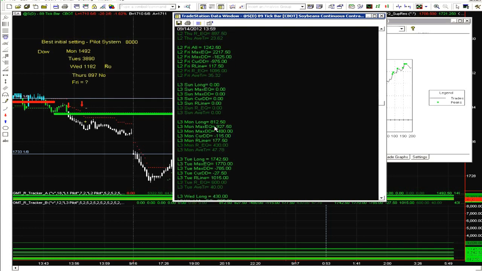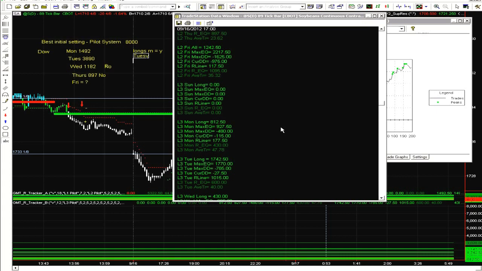Monday's 812. Current drawdown is 115. So Monday longs okay. Are we happy with Monday longs or not? So we'll go longs here. It's a yes. So it's Monday longs, yes. Tuesday. So let's go Tuesday here. How are we looking for Tuesday? Current drawdown is $27.50. Average trade net profit $40. It's a yes for Tuesday.